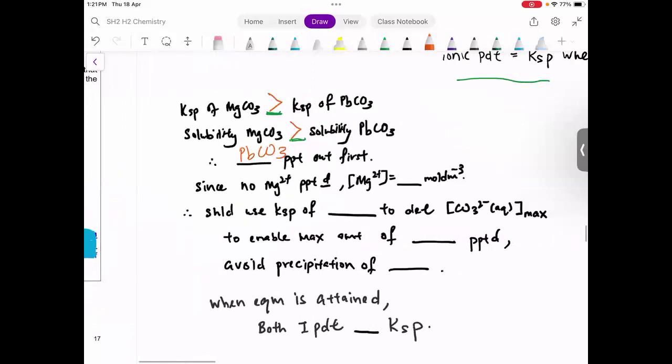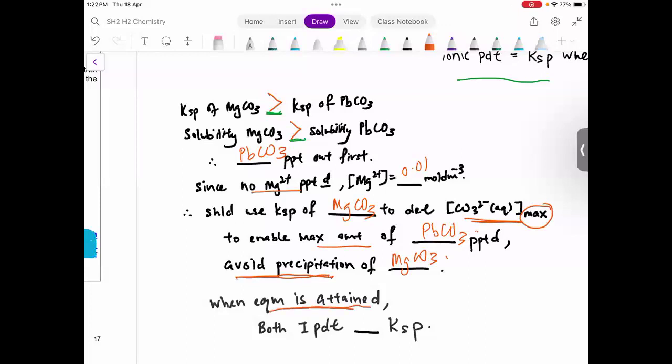Since no magnesium 2+ precipitated, magnesium 2+ will still be 0.01 mol per dm cube. Then we should use Ksp of magnesium carbonate to determine the maximum carbonate concentration required to maximize precipitation of lead carbonate, and at the same time avoid precipitation of magnesium carbonate. Please take note: when the new POE is attained, the ionic product must equal Ksp.